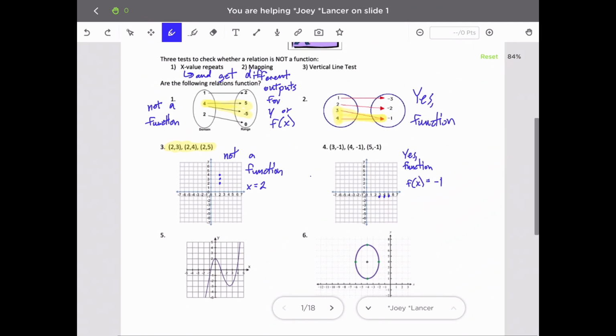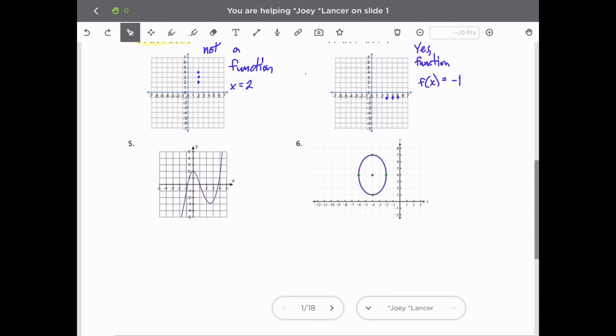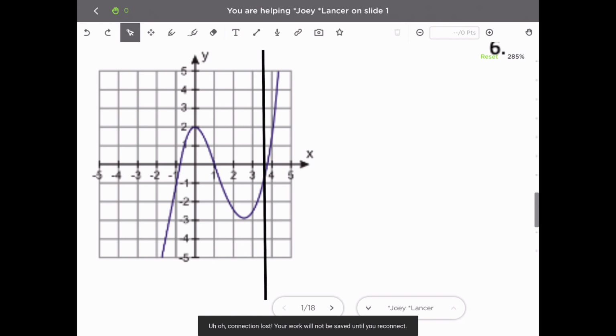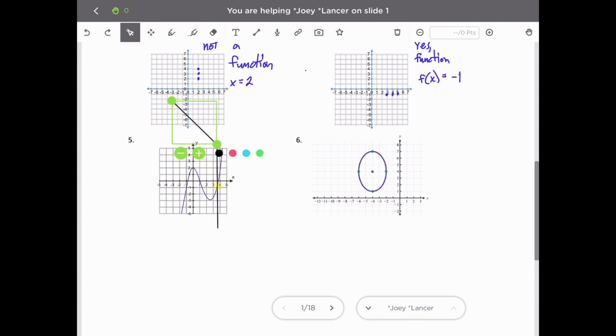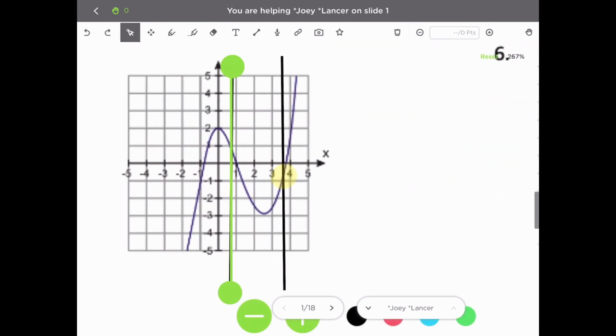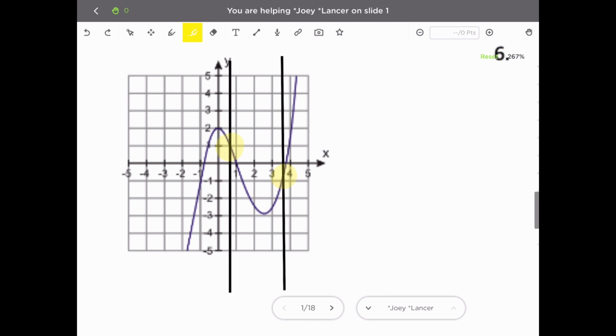The last check, number 3, is the vertical line test. So when you have a graph and you want to see if it's a function, if you can draw a vertical line and if it crosses the graph twice, then it's not a function. But here you can see it only crosses once. Wherever you put it, you can put multiple lines through it just to double check. You can see it only crosses once for each line. So these are good. This is a function.